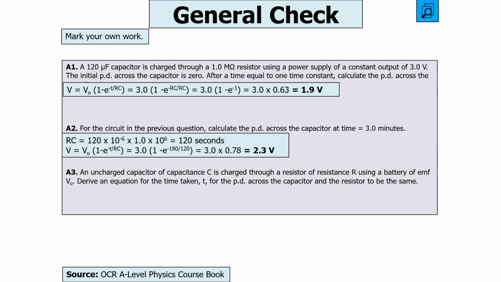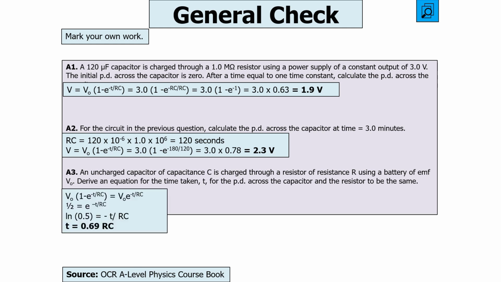So again, we're using our equation here where we know RC to be 120, we know the time to be 180 because we don't work in minutes in physics, we work in seconds. We then pop in all the values and we get 2.3 volts. And then here we're using this equation, we can work it through here.